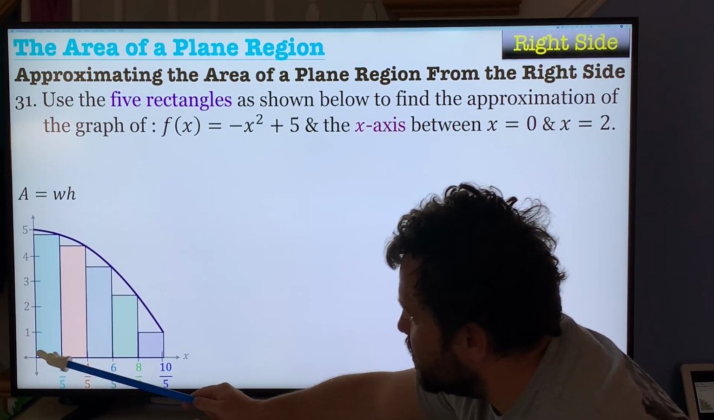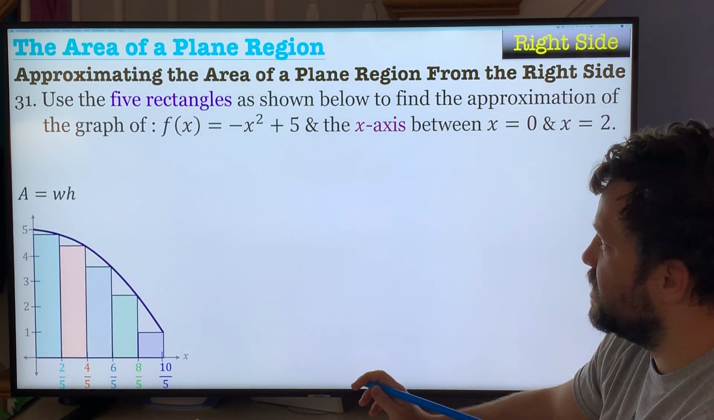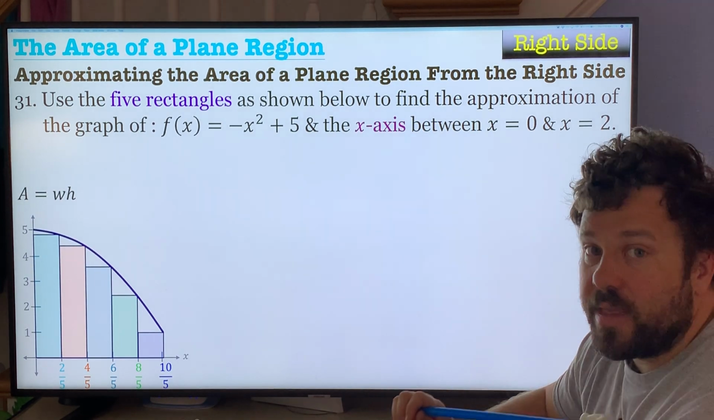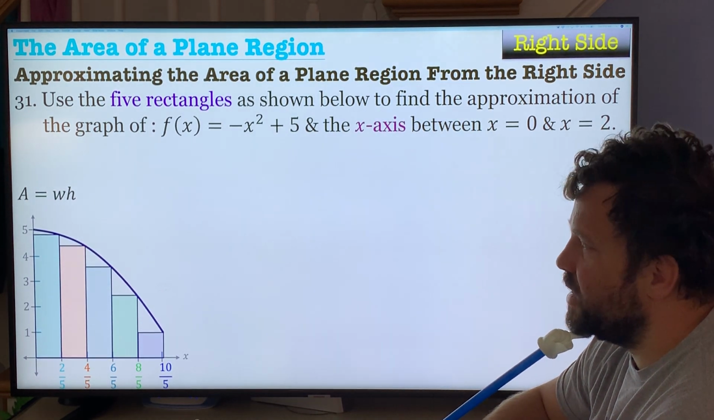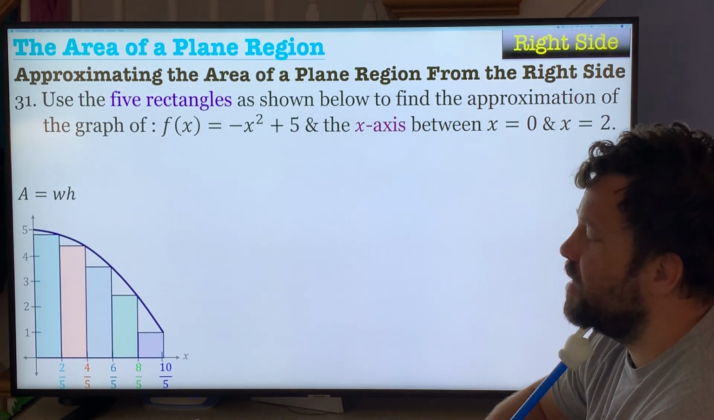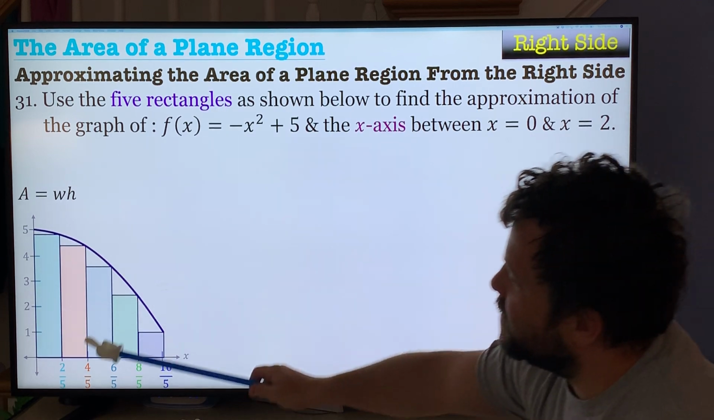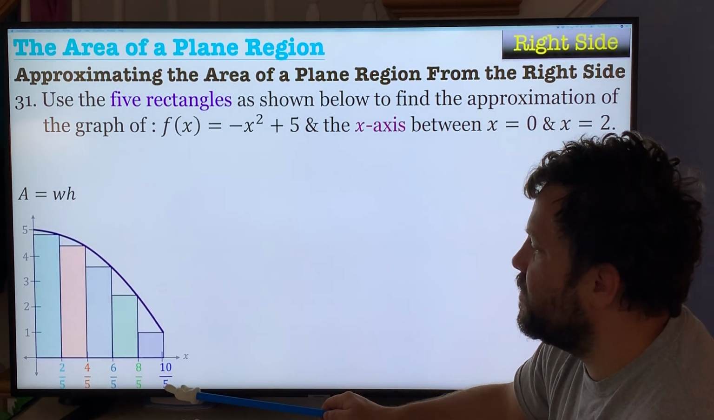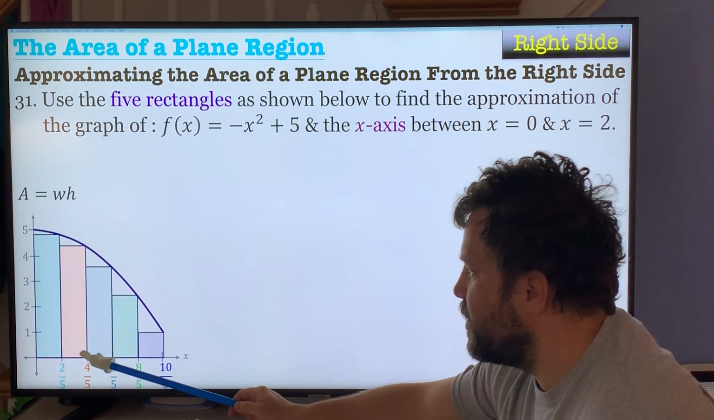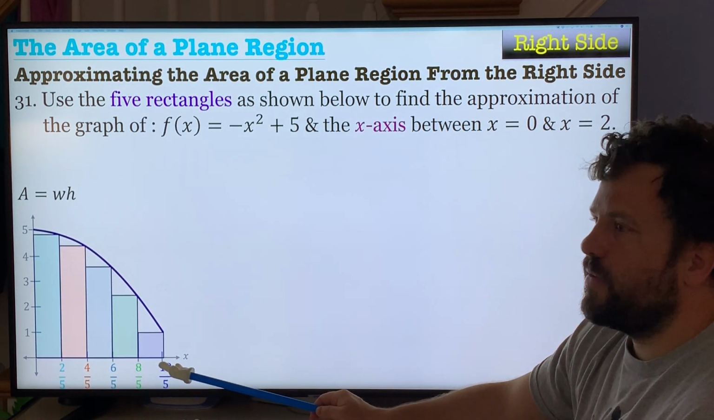Between 0 and 2. 2 is another name for 10 over 5. I just split it up like this to show you in a second. Now we know that the area of a rectangle, I always call them triangles, is width times height. Since we're splitting this up into 5 rectangles, when I divide 2 by 5, I get 2 fifths, 4 fifths, 6 fifths, 8 fifths, and 10 fifths.